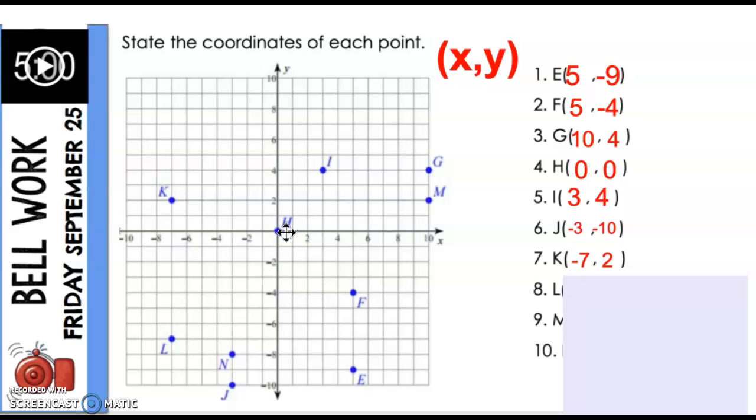Point L, again, we go 7 to the left, so we know our x value is going to be negative 7, and then we go down 7, so here our y value is also going to be negative 7. Point M, we go 10 to the right, so our x value is going to be positive 10, and up 2, so our y value is going to be positive 2. And then finally, point N, we go left 3 from the origin, so our x value is going to be negative 3, and then we go down 8, so our y value is going to be negative 8.